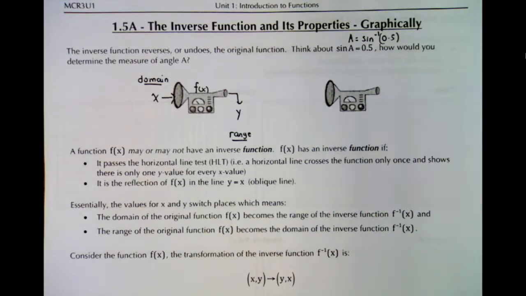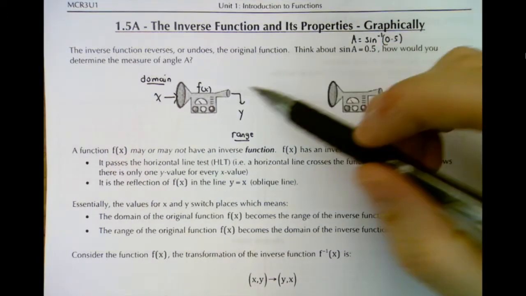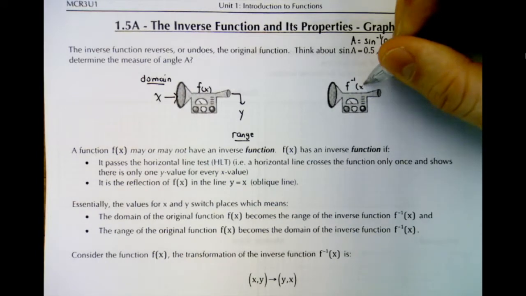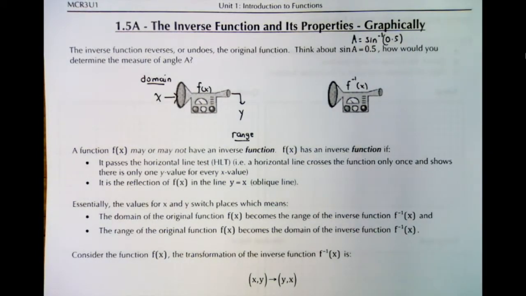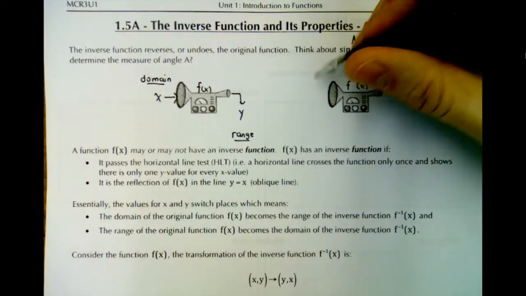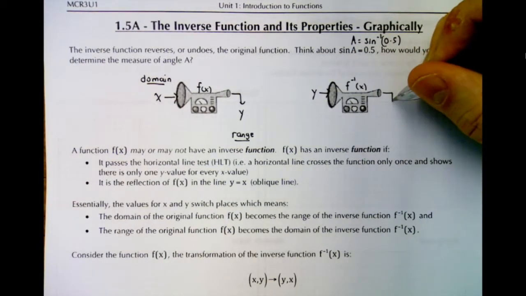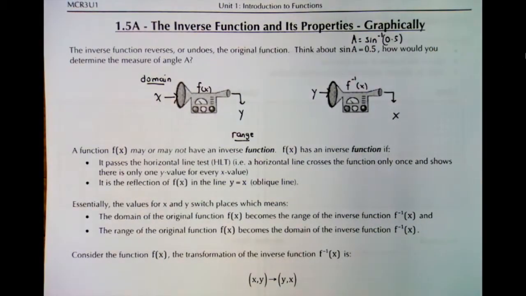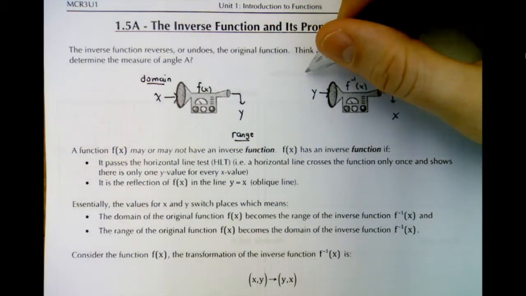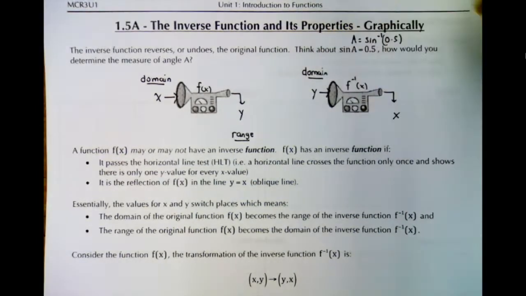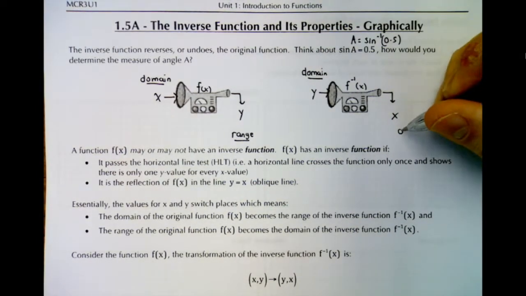If we had a machine that would undo the original function, and we called it f inverse of x, the -1 exponent means inverse, just like it did up here in sine inverse. If we put the y into our inverse function, what we would get out is an x. But in this machine, the input is still called the domain, and the output is called the range.